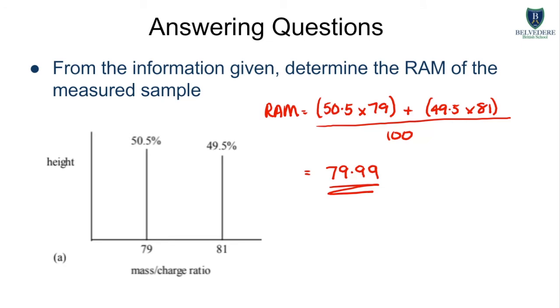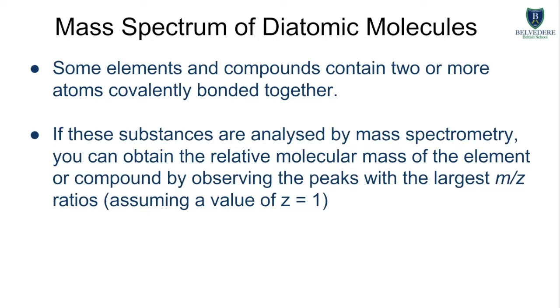So back in IGCSE, you were given the abundances and you weren't asked anything about where they come from. This is now where the abundances come from. Now, we can focus on the mass spectrum of diatomic molecules at this point. You will revisit the polyatomic mass spectrum later on in this course, but we're just going to focus on diatomic molecules because these are nice and simple. So diatomic molecules are going to contain only two atoms, and we can analyse them by mass spectrometry, and we can determine our relative molecular mass of the element, and we look at our peaks and our abundances in order to do this.